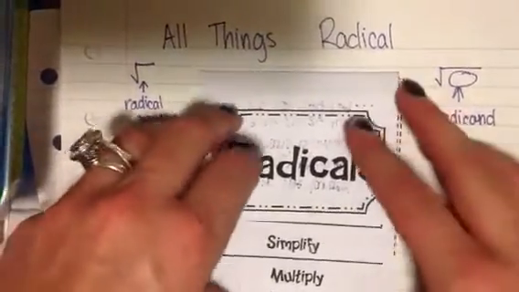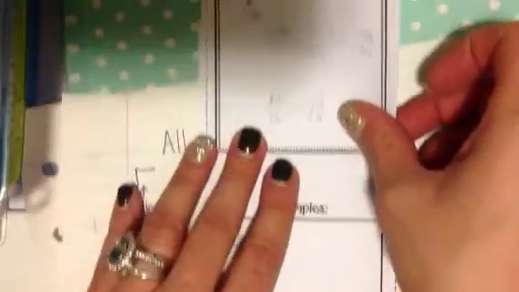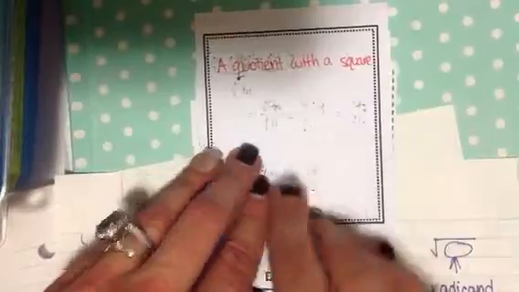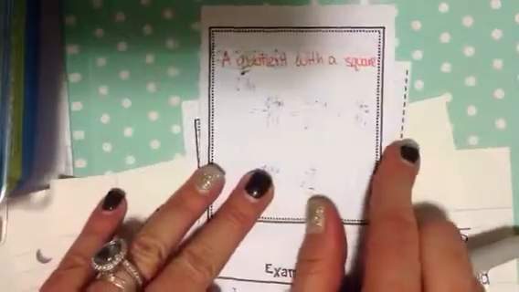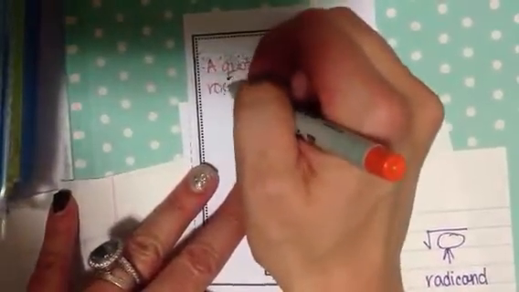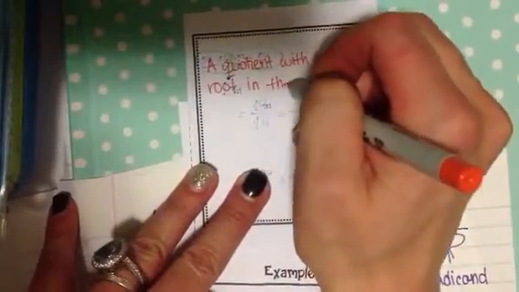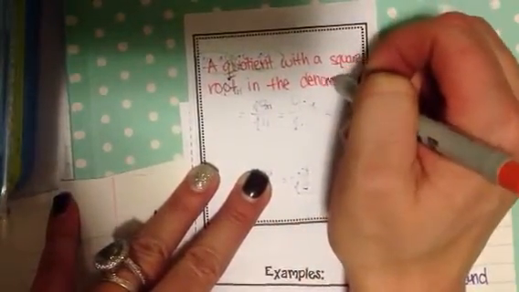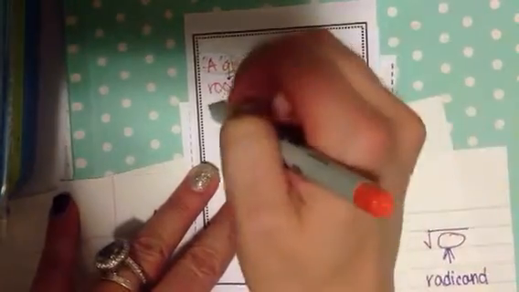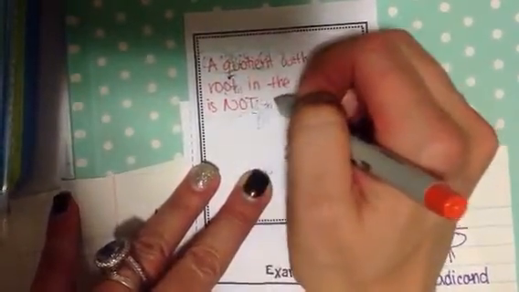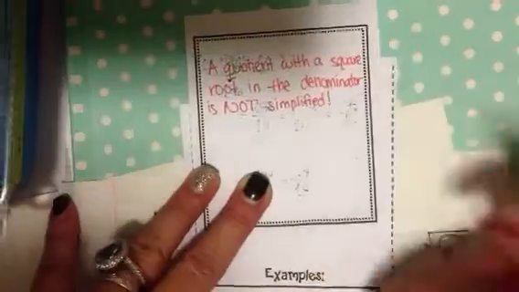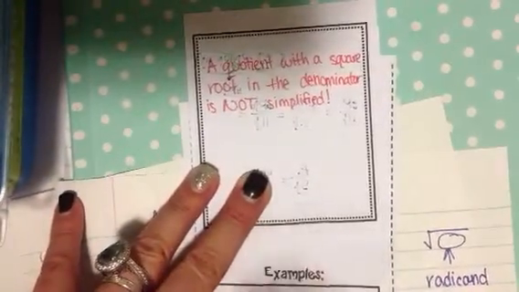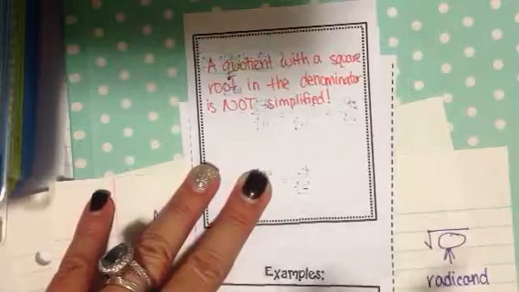Now that we have had practice simplifying radicals, let's flip to the part that says rationalize the denominator. And what I want you to write is that a quotient with a square root in the denominator is not simplified. So if we end up where we have the square root on the bottom of a fraction, we are not done. This is not simplified.